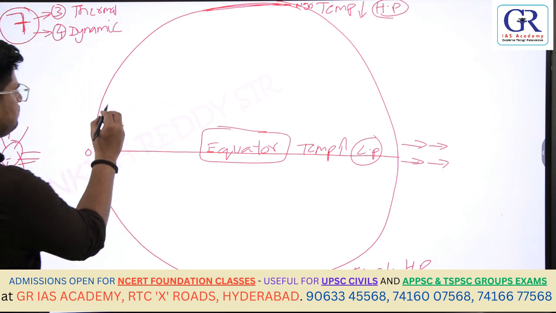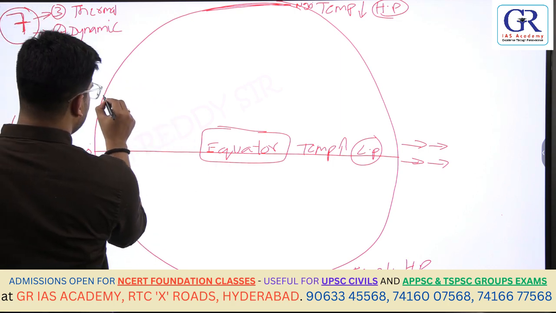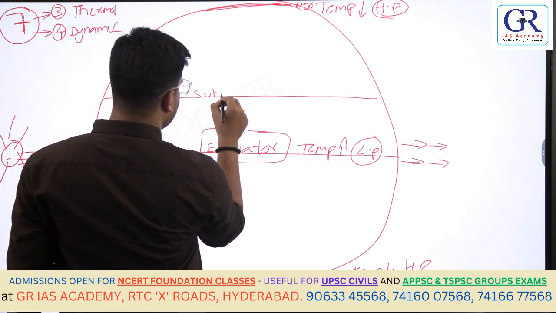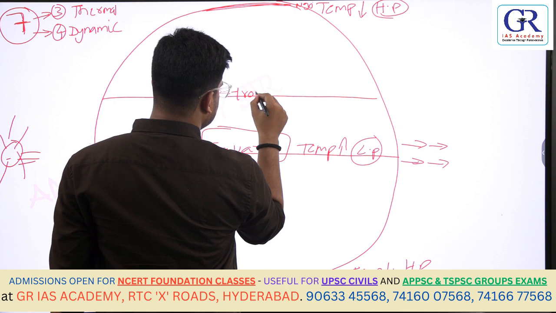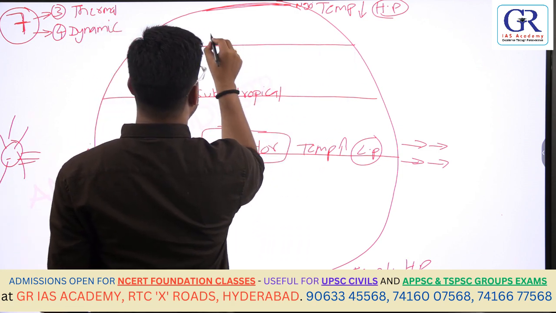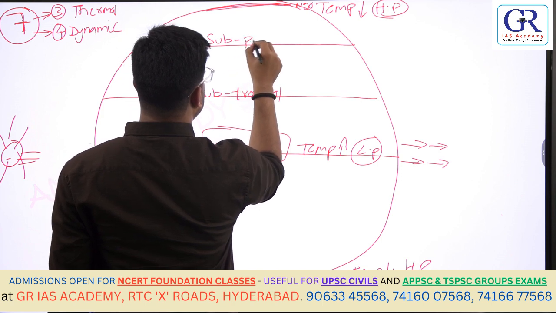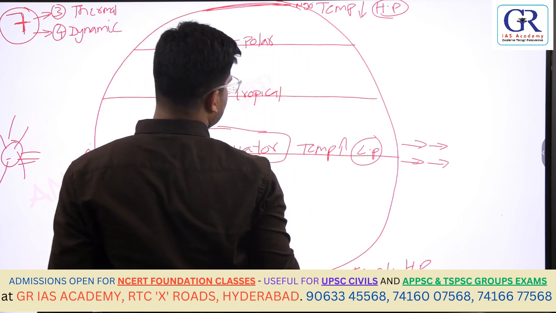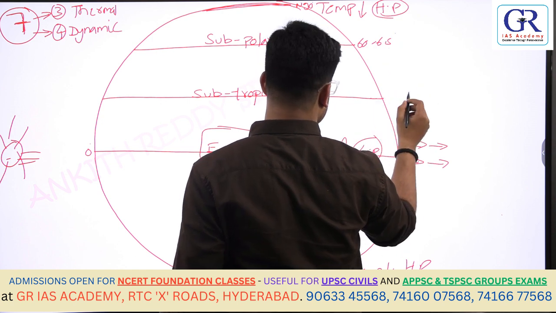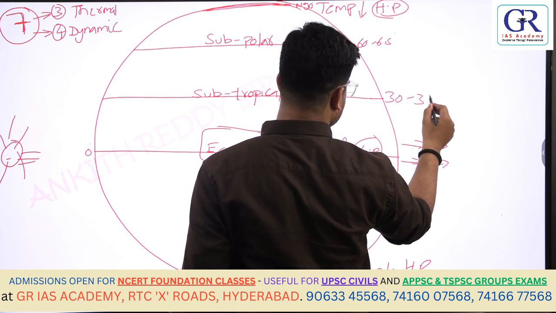Next, there is one more region, called subtropical, at 30 to 35 degrees. And here you have subpolar, at 60 to 65 degrees.